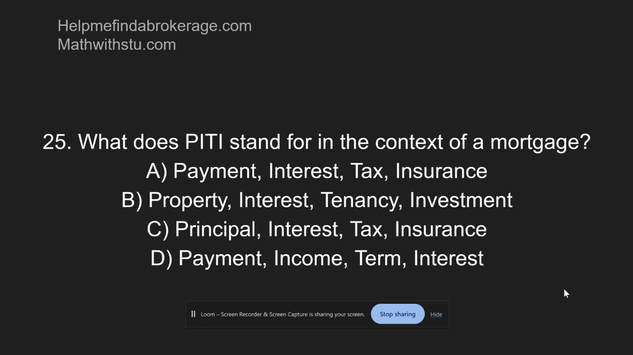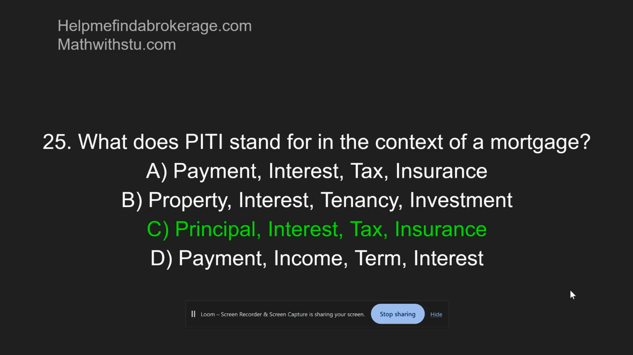What does PITI, or pity, stand for in the context of a mortgage? Is that payment, interest, tax, insurance; property, interest, tenancy, investment; principal, interest, tax, and insurance; or payment, income, term, and interest? Now, you're commonly going to see the abbreviation pity. It's just a common abbreviation. And when you are paying your lender, typically you are paying the principal, the interest, the tax, and insurance, also known as the pity payment.